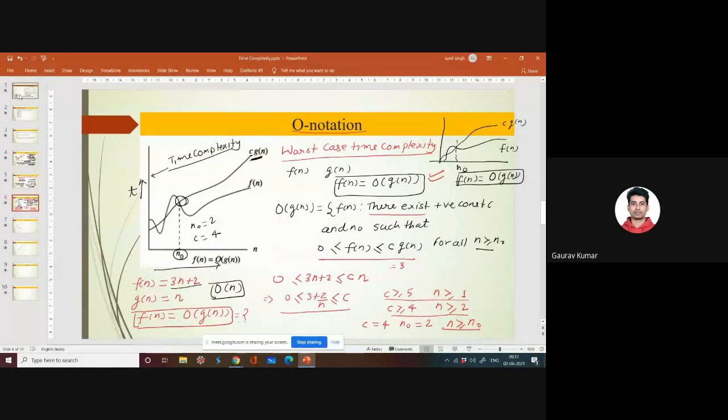Sir, for n naught equal to 1, will it also satisfy? Yes, of course. That's why I have mentioned two conditions here.